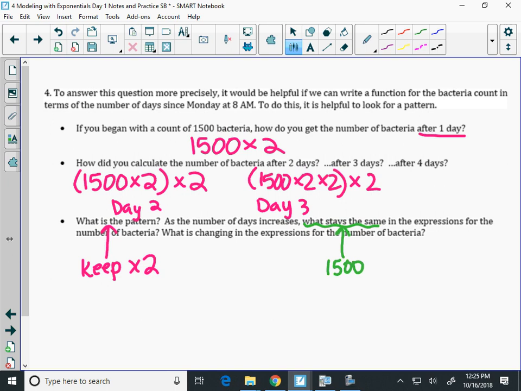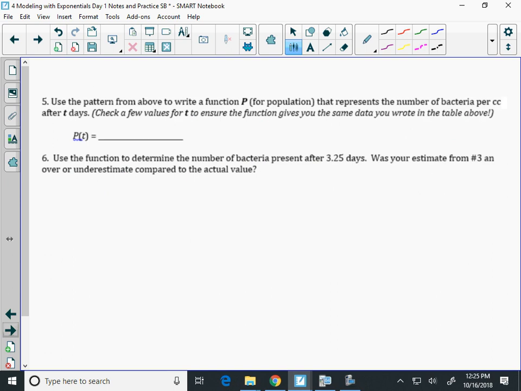So we need to come up with an equation that says I start with 1,500 bacteria and I have to multiply it by 2 an unknown number of times. Does anyone remember how we can write a formula that kind of looks like that?